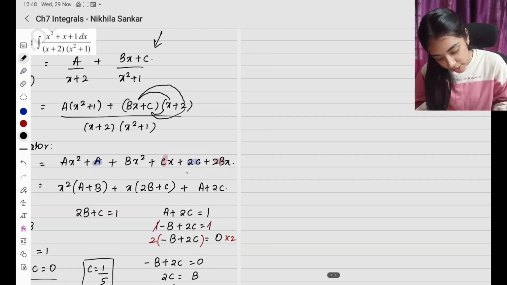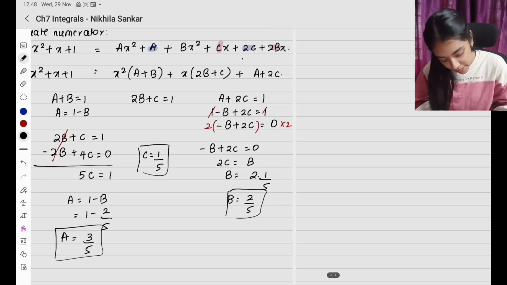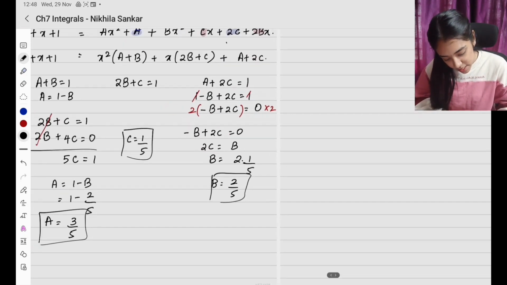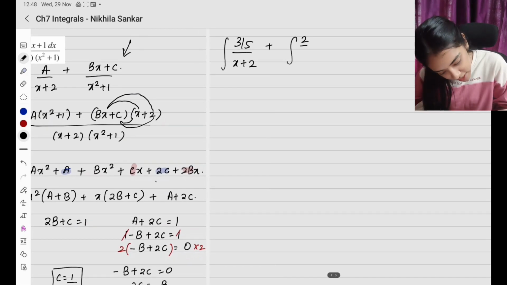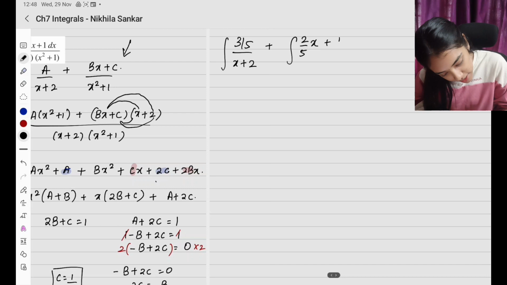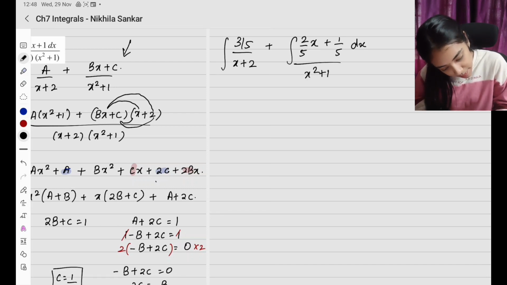I am going to substitute the values in this. So I have integral a divided by x plus 2. So what is a? 3 by 5. So I have 3 by 5 divided by x plus 2 plus bx plus c. What is bx? 2 by 5 times x, plus c. So this is going to be plus 1 by 5, the whole divided by x square plus 1 times dx.